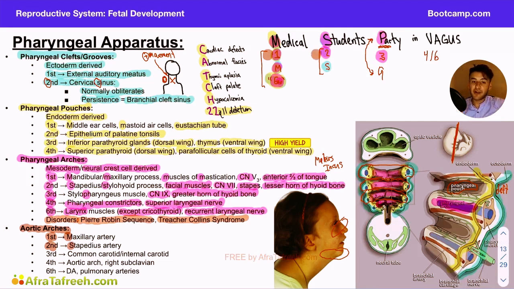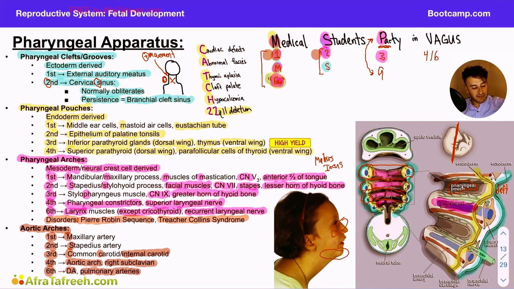And then our third arch is going to be the common carotid artery, which starts with C and C. I like to think of C as the third letter of the alphabet, so that helps me remember this one. And then also it's going to be the internal carotid as well. If we move on to our fourth arch, we're going to get the true aortic arch as well as the right subclavian. And when it comes to our sixth arch, we're going to get the DA as well as the pulmonary arteries. I like to remember that the 4 is more related to the heart, and 6 is more related to the lung.